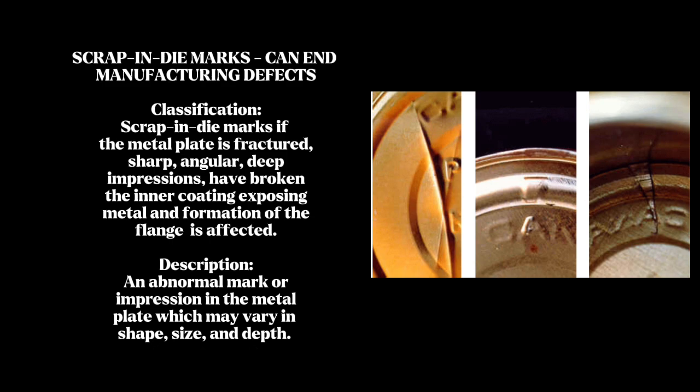Another one is scrap in die marks, a can end manufacturing defect. Scrap in die marks are abnormal impressions or marks left on the metal plate during the manufacturing process, which can vary in size, shape, and depth.